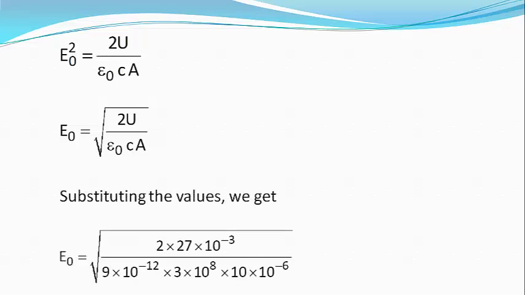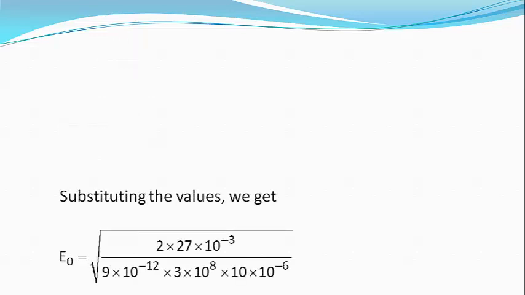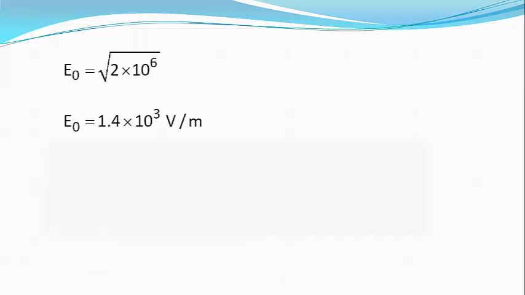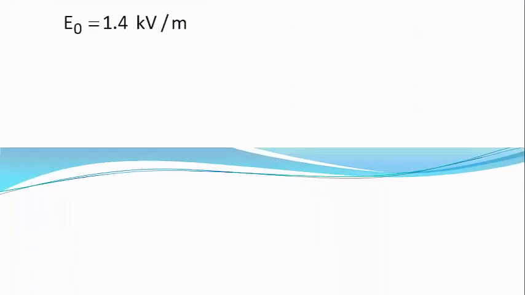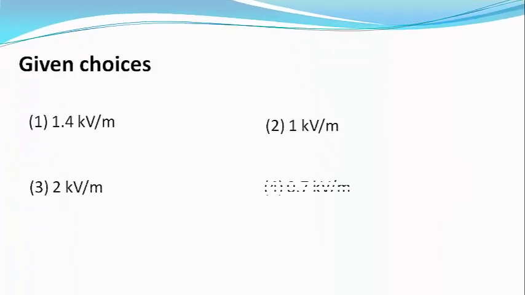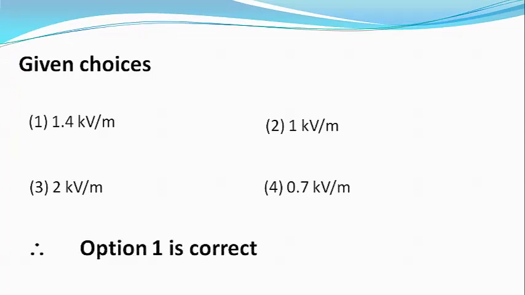Substituting the values of all the parameters, we get E naught equals 1.4 into 10 raised to power 3 volts per meter, or E naught equals 1.4 kilovolts per meter. Our answer matches with option 1 out of the 4 given choices, and option 1 therefore is the right answer.